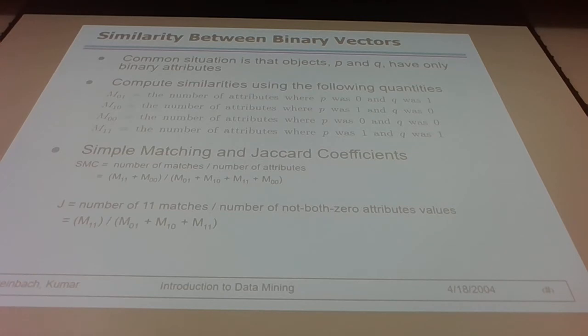So simple matching is the number of matches divided by the number of attributes, and the Jaccard coefficient is the number of 1,1 matches divided by the number of not-both-0 attribute values. Not both 0 attribute values, very weird. So it is M11 divided by M01 plus M10 plus M11. Why? Because it is giving priority to, or actually removing, data points which have no information, so 0. Actually, I won't say that they have no information, because they have the information that they are 0. They are just 0. The 0 is not given that importance.